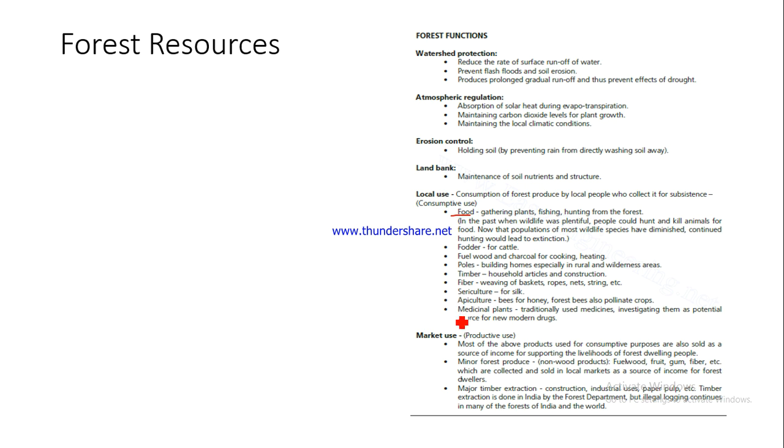Then they also provide us medicinal plants, and these are the consumptive use because they can be consumed directly by the people. But some of the products which are made available by the forest can also be further processed, and that is what we mean by the productive use. So for example, minor forest produce such as fuel wood, fruit, gum, fiber, etc. are sold in the local markets.